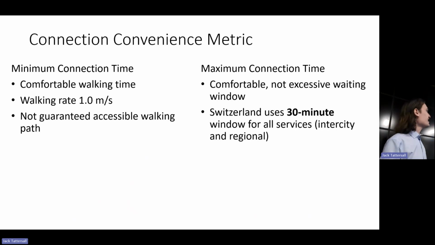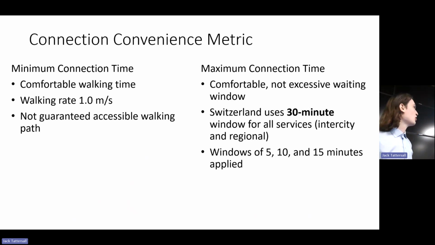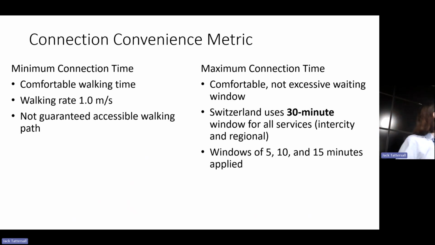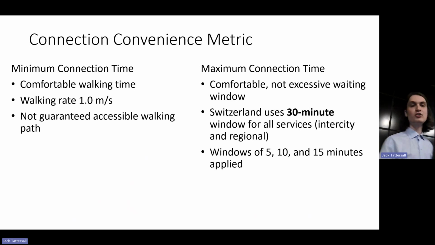Switzerland uses a 30-minute window for that, but that's for all services, Switzerland, forgive me, too many countries here. It's using a 30-minute window for all services, both inner city and more regional services. In an urban environment, waiting that long would be really excessive on a daily commute to work or school. So a 10-minute window, or five-minute window, or 15-minute window would be better, because you want it to be a comfortable waiting period, not excessive, for someone where their service is going to depart during that time, after they've already reached the platform for their connection taker or departing service.